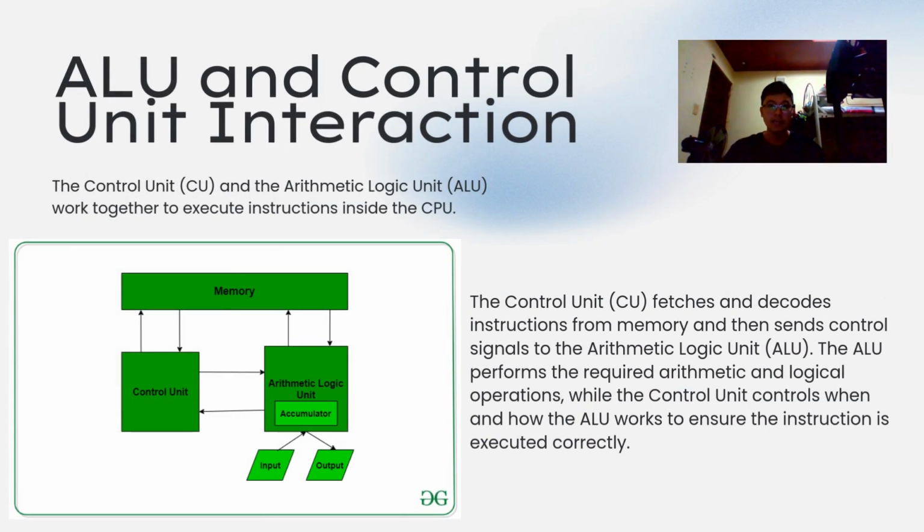So, the control unit and the arithmetic logic unit interaction. These two work together to carry out the instructions within the CPU. The control unit fetches and decodes instructions from memory and sends control signals to the ALU. Then the ALU performs the necessary arithmetic or logical operations on the data. Then the control unit manages when and how the ALU operates to ensure that each instruction is executed properly. The diagram shows this interaction with the CU, ALU, and memory communicating to process inputs and produce the outputs.